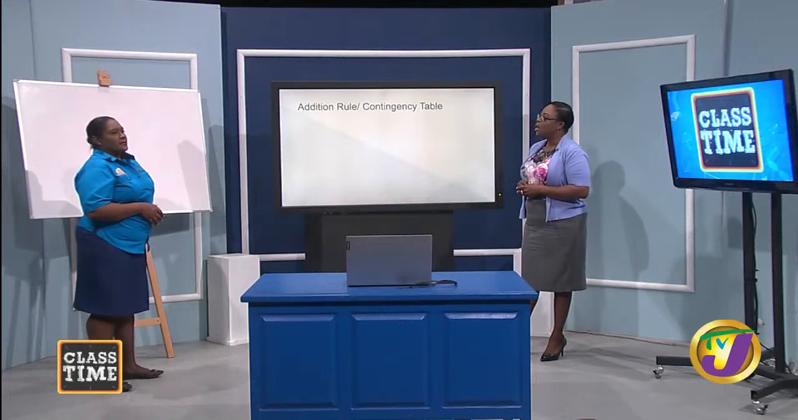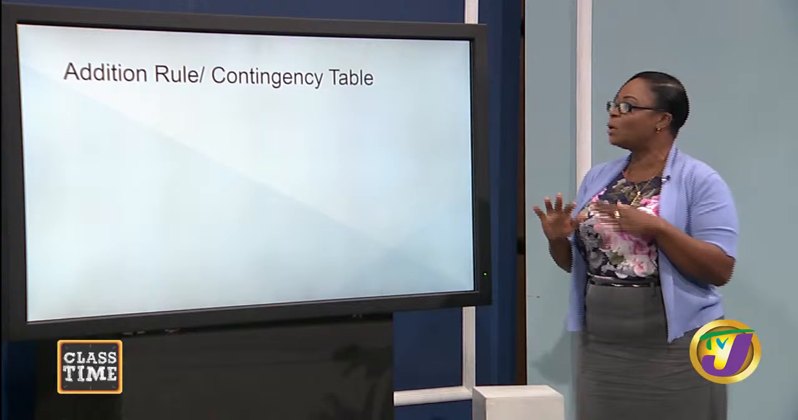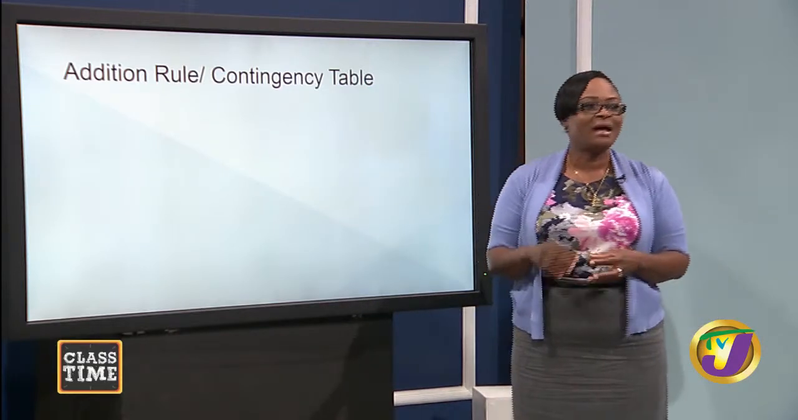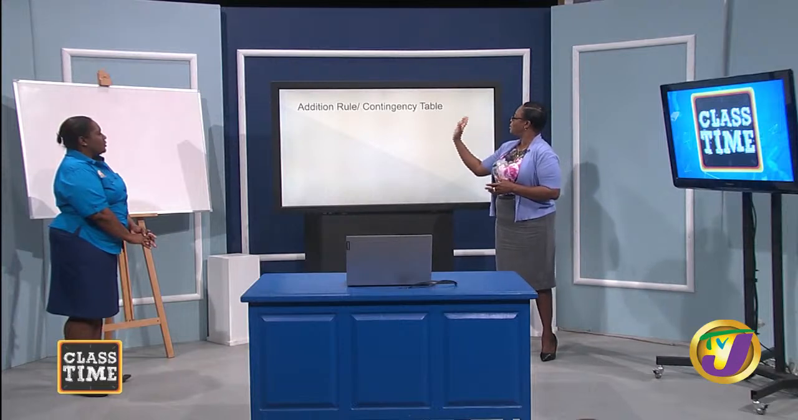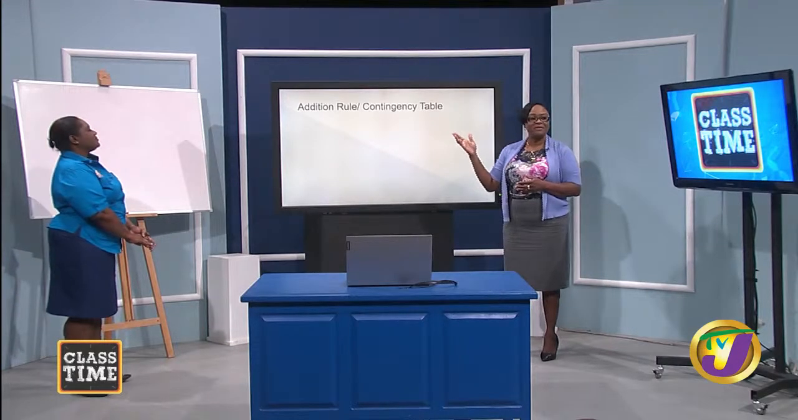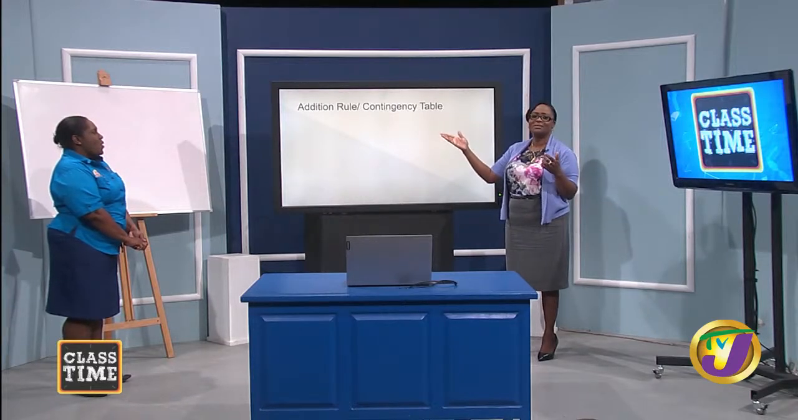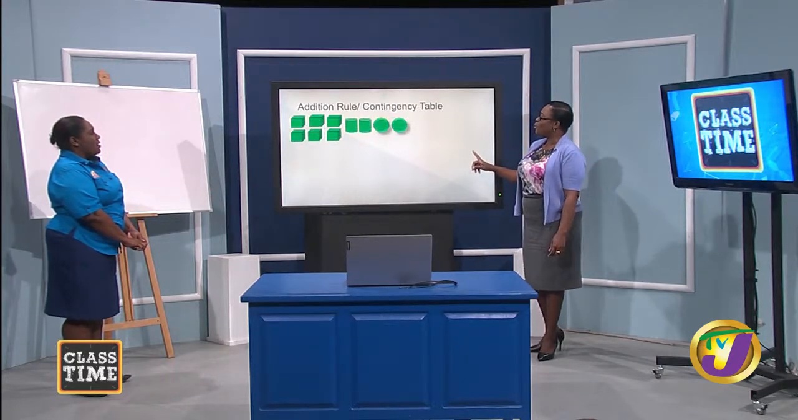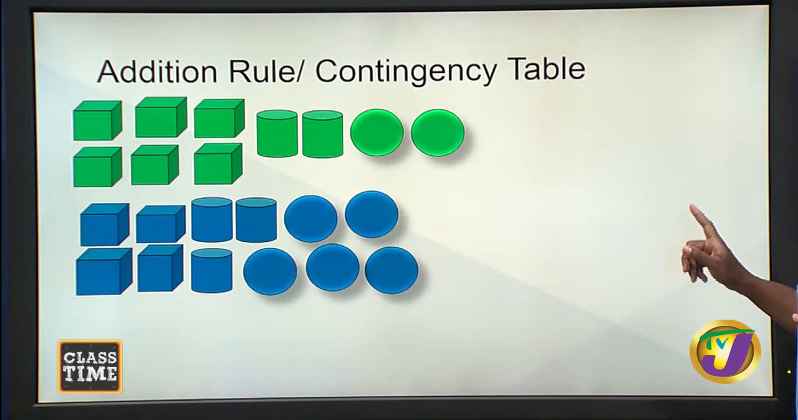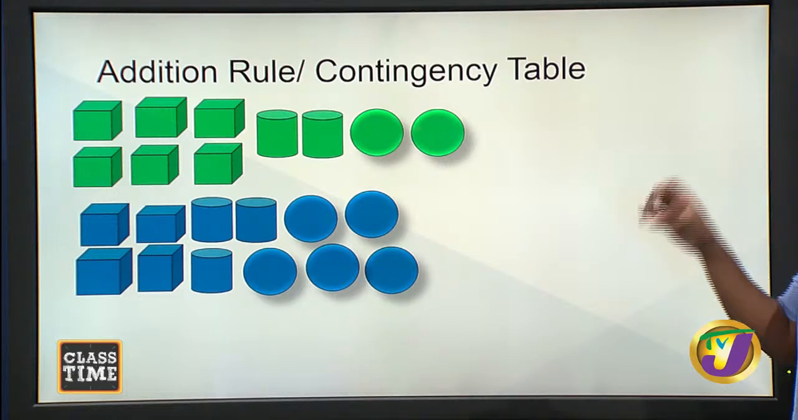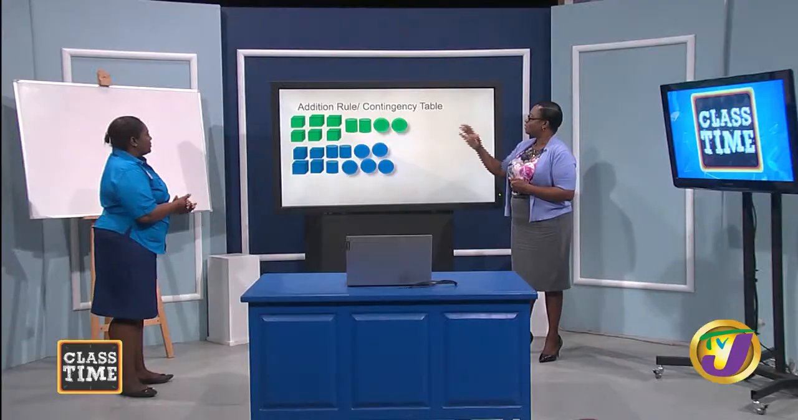Now, next, we will be exploring this whole idea of the addition rule and the contingency table. We have looked at mutually exclusive events. And so, what is this thing called the addition rule? Okay, so let's look at this. Now, we have some solids, we have two colored sets of solids. We have green and we have blue. But let's talk a little bit about those solids.